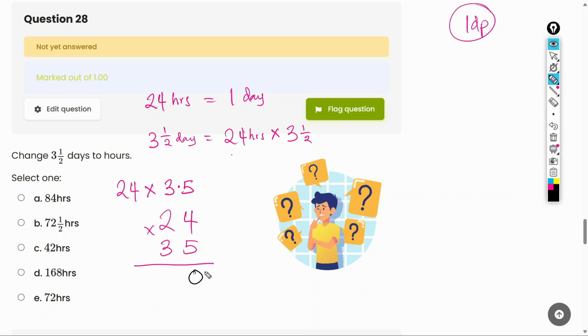5 times 4 is 20, 0 carry 2. 5 times 2 is 10, plus 2, that's 12. 3 times 4 is 12, 2 carry 1. 3 times 2 is 6, plus 1, that's 7. And then we add. So 0, this is 4, this is 8. So this is 840. Remember that we borrowed 1 decimal place, so we come back and return it, which leaves us with 84. So that's 84 hours. And we can find that right here.